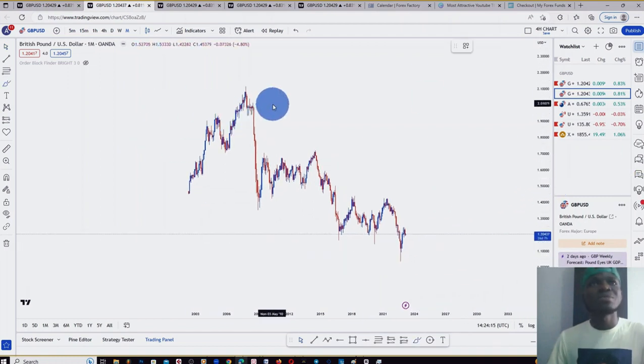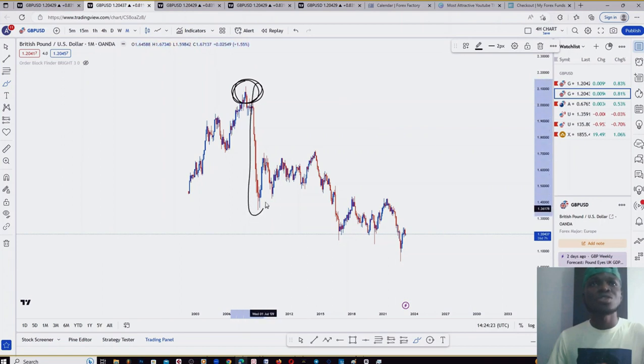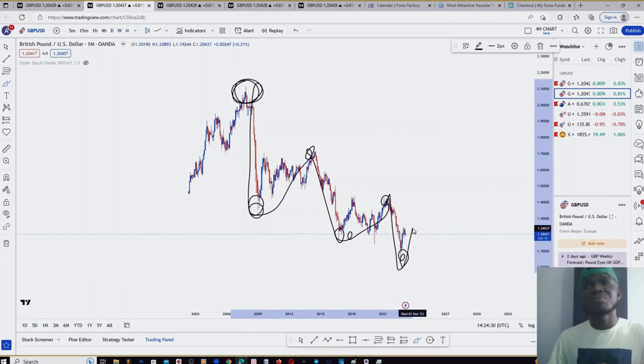The market has been in a bearish movement for a long period of time, starting from this high to this lower low, lower high, lower low, lower high, lower low. Then price gave us another retracement, which is a lower high for the continuation of the lower low, lower high, lower low.